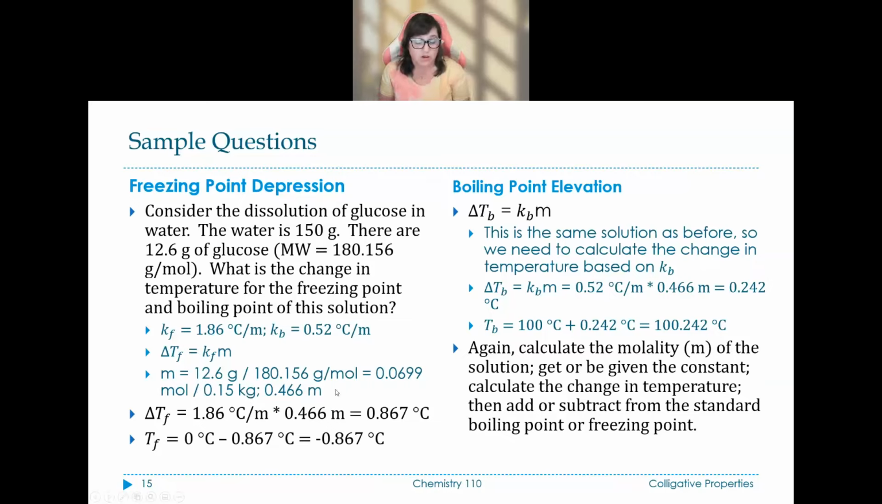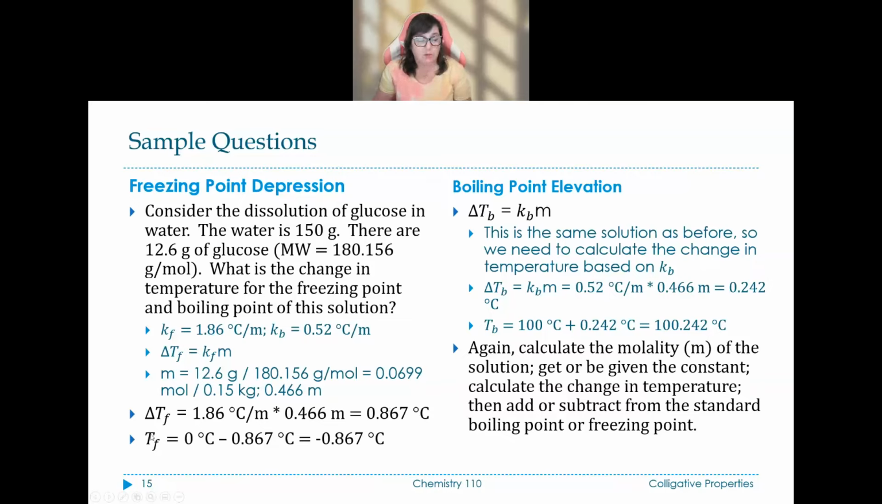And like I said, I will send you the notes for how I get all of this, what it looks like on paper when I do it. That information is then going to go in here. So our change in temperature is going to be the 1.86 degrees C per molal for the Kf times the molality that I just calculated, the 0.466 molal. And that tells me that my delta Tf is equal to 0.867 degrees C.